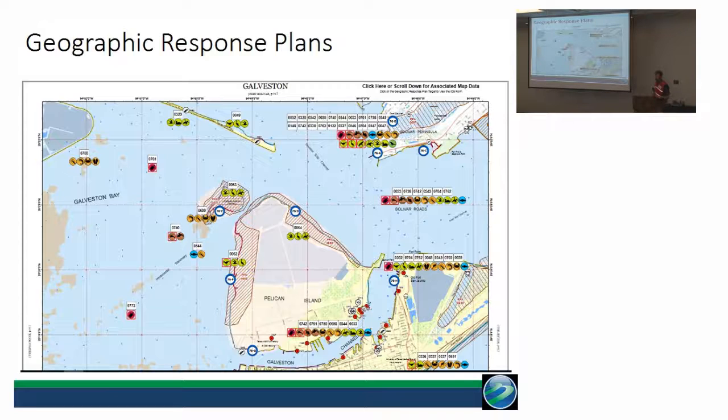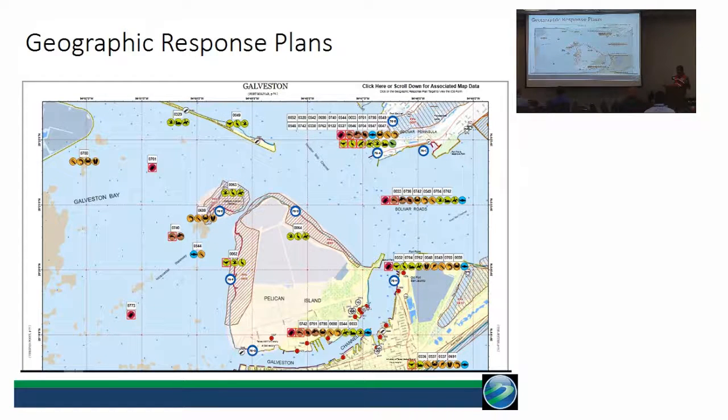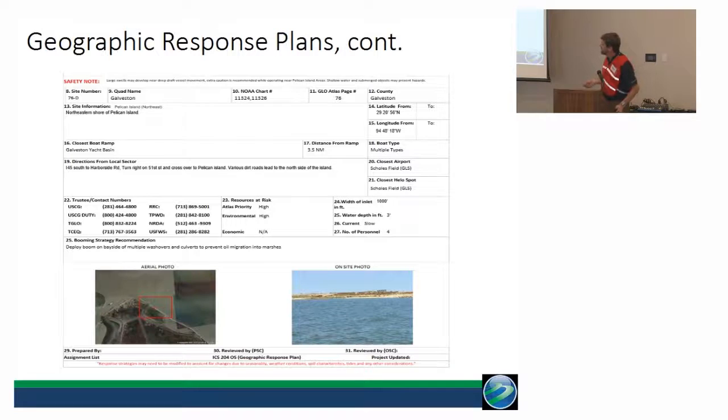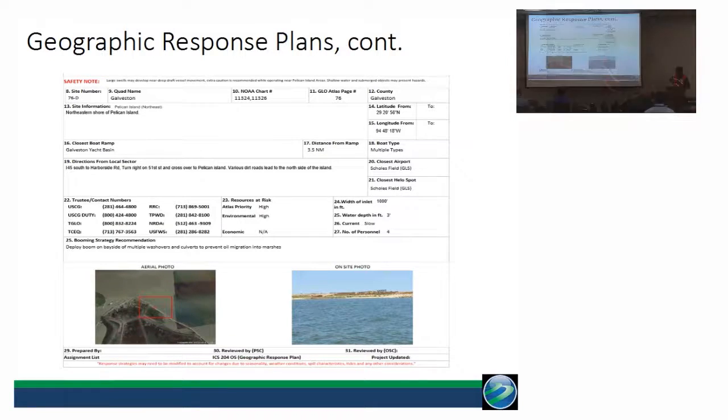But the most important thing for us, besides knowing that, and you can almost say without a doubt that all of the Gulf of Mexico is sensitive from a shoreline perspective, except maybe a heavily industrialized area. Everything else is going to be very, very sensitive. The little blue circles that you see represent individual geographic response plans that are available for us to reference on, number one, priorities of what needs to be protected, and number two, what those areas look like.